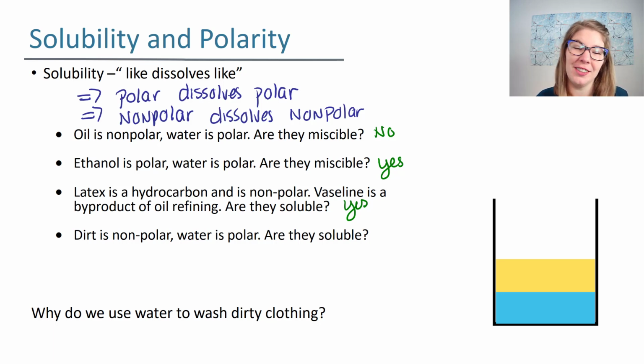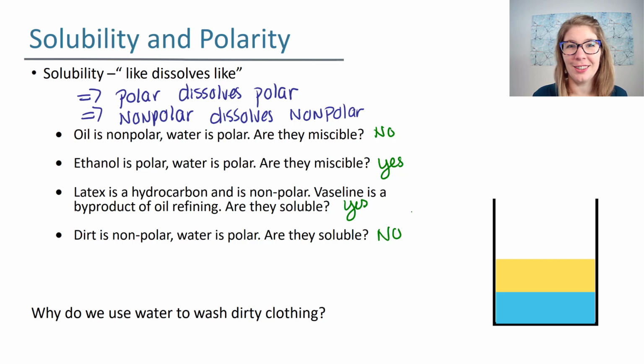Another one, dirt is nonpolar, water is polar. Are they soluble? No, they are not soluble. If you've ever gone to a dry cleaning place, right, when it says dry cleaning, it's cleaning without water. It's cleaning with a nonpolar solvent. And so dirt is nonpolar and the solvent that they use is nonpolar, and they call it dry cleaning because there's no water involved. So then the question becomes, why do we use water to wash our dirty clothing?